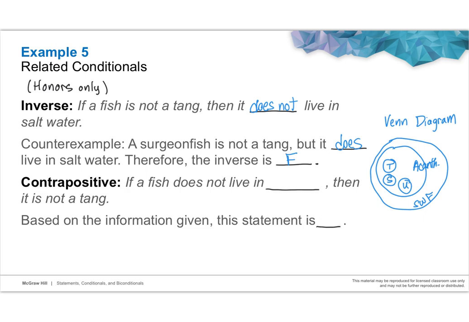And then our contrapositive, remember, is the negation of the converse that we found on the previous slide. So if a fish does not live in salt water, negation of the original conclusion, then it is not a tang. And based on the given information that we can see in the Venn diagram, a fish that does not live in salt water would be outside of this circle. And since tangs are inside of that circle, then we would say that that final contrapositive statement is true.